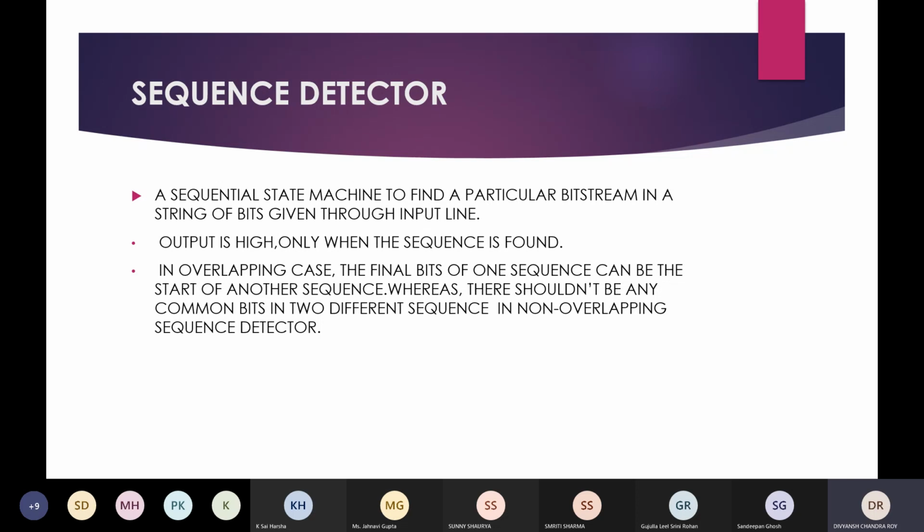Now the sequence detector. Basically, a sequence detector is a sequential state machine that can find the occurrence of a particular bit stream from a string of bits. It produces output as 1 if that particular sequence is detected, otherwise the output will be 0. The sequence detector can be classified as overlapping and non-overlapping. For the overlapping case, the end of a detected sequence can be the start of the next sequence, and for the non-overlapping case, this cannot be considered.